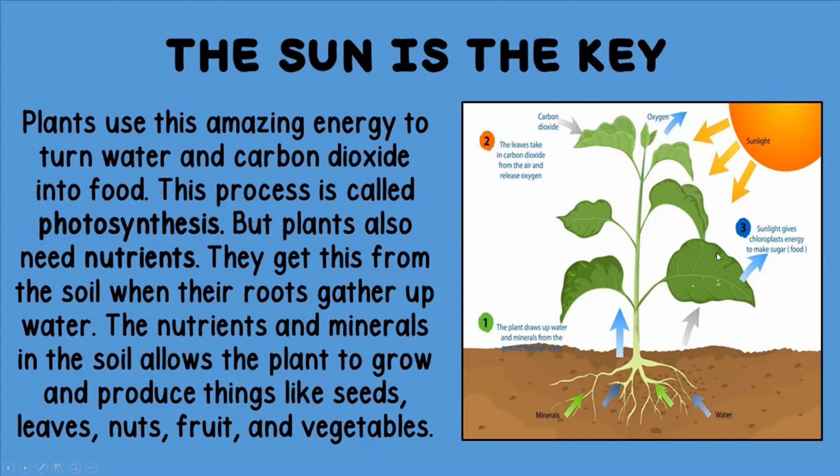So this is more about our process of photosynthesis. We're going to get into that in the next video. So it's kind of like a cycle here. The water and the minerals come up, carbon dioxide comes in, the oxygen goes out, the sunlight comes in, it makes the sugar or the food, and the plant grows.